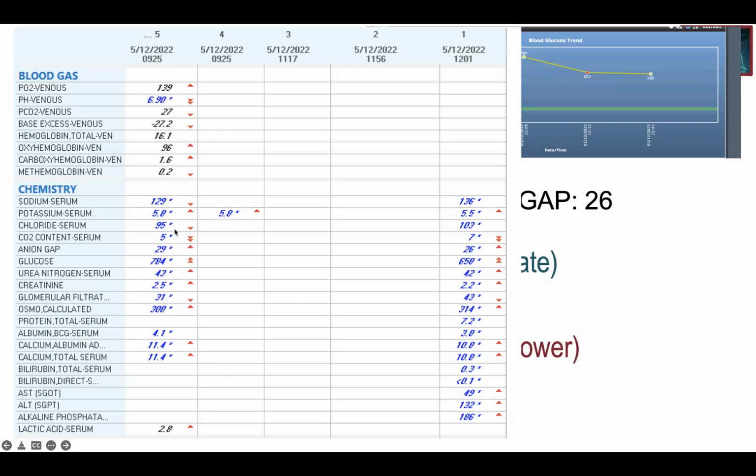Then I'm looking at the total serum CO2, which is bicarb, normal bicarb 22 to 28. And your bicarb here is 5. Your patient's acidotic and he's got a wide anion gap. Now your glucose, this is his first lab, is quite elevated, 784.